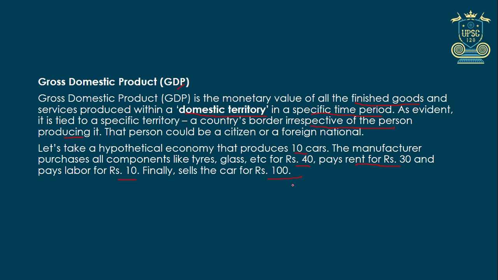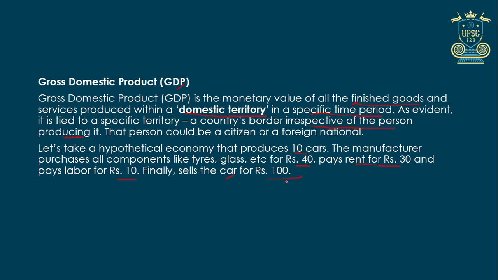Now when we calculate GDP, we will not take separately the value of the tire. The tire has been produced, and the glass, all this has been produced, and it is 40 rupees. No, we will not take account of those products, because we saw here it is the monetary value of the finished good. What is the finished good here? It is the car. So only the car's final value, for how much the car has been sold, only that will be taken into consideration.